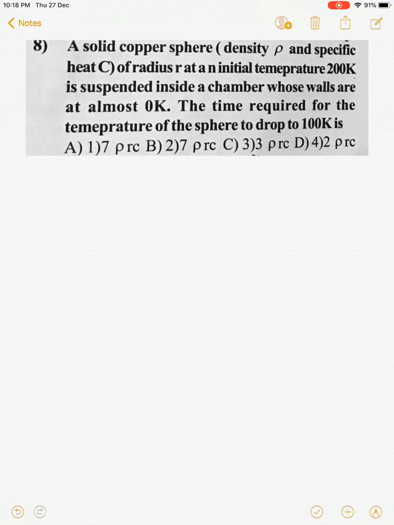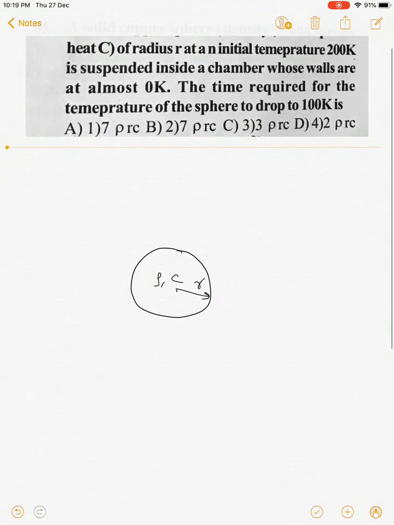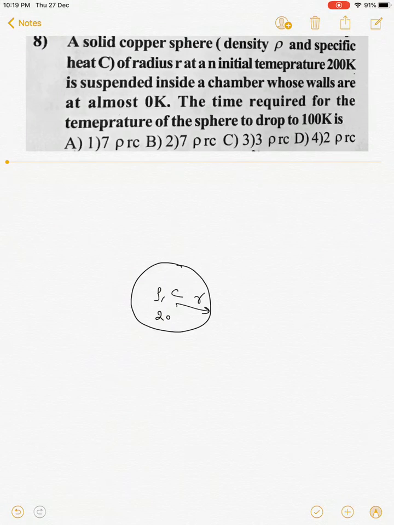So in this question it is given that a solid sphere of density rho and specific heat C, of radius r, at an initial temperature of 200 Kelvin is suspended inside a chamber whose walls are at almost 0 Kelvin. So here we can just consider that there is a solid sphere of density rho, its specific heat capacity we take as C, and its radius is represented by r. Its temperature was 200 Kelvin, and it is suspended inside a chamber at 0 Kelvin.